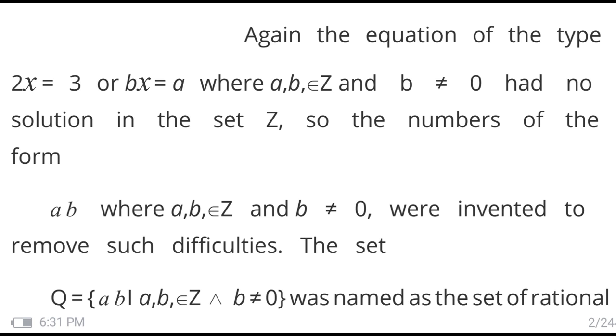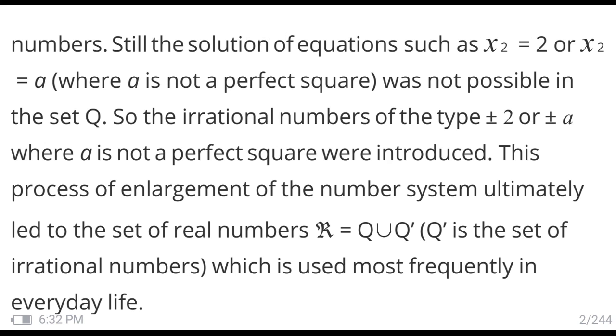Again, an equation of the type 2x equals 3 or bx equals a, where a, b belong to Z and b is not equal to 0, had no solution in the set Z. So numbers of the form a over b, where a, b belong to Z and b is not equal to 0, were invented to remove such difficulties. The set Q, which is equal to a over b such that a, b belong to Z and b is not equal to 0, was named the set of rational numbers.